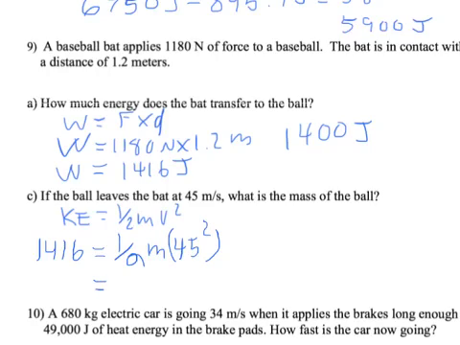Now, when I do this, what I'm going to find is that 1/2 of the mass is equal to 1416 divided by 45 squared, which is 0.699. But keep in mind, that only equals half of the mass. So how do you undo taking half of something? Well, you multiply it by 2. So I'm going to multiply both sides by 2.